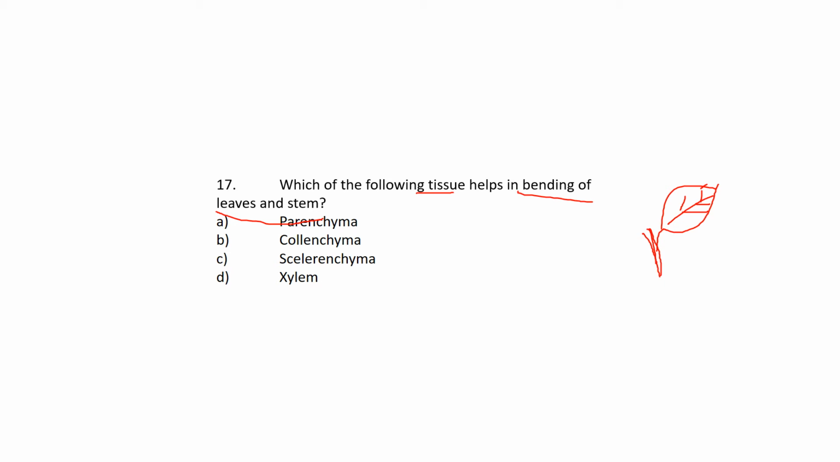Okay, so let's see all the options. The first option is parenchyma. No, parenchyma will not be the answer because the function of parenchyma is to store food. Come to collenchyma. The function of collenchyma is to provide mechanical support. Yes, of course, mechanical support, but along with providing mechanical support, it also allows the bending of leaves and stem. Sclerenchyma, no, sclerenchyma cells are dead cells, so it will not be the answer. And xylem is a type of complex permanent tissue, so it will not be our answer. So the correct answer of our question is collenchyma.